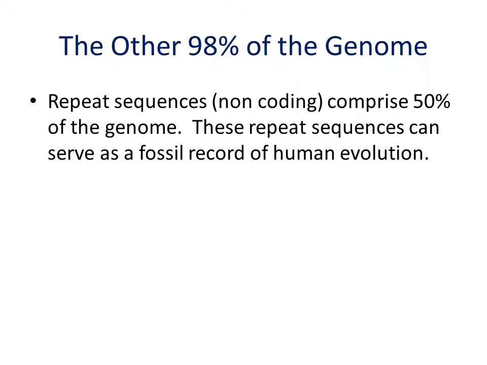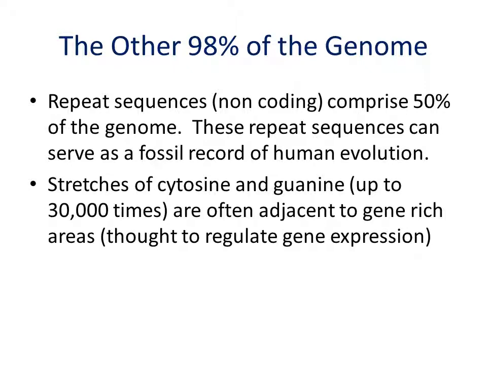The other 98% of the genome contains things like repeat sequences, as well as stretches of cytosine and guanine. We call these CG-rich regions. And these CG-rich regions are often adjacent to gene-rich areas. So they're thought to somehow be involved in gene regulation, but we aren't sure.